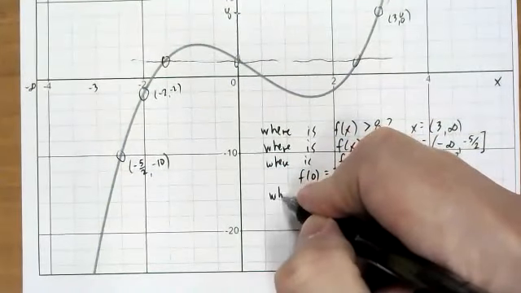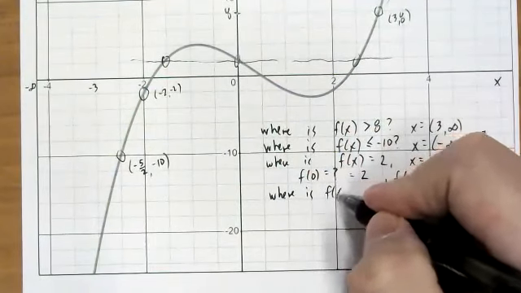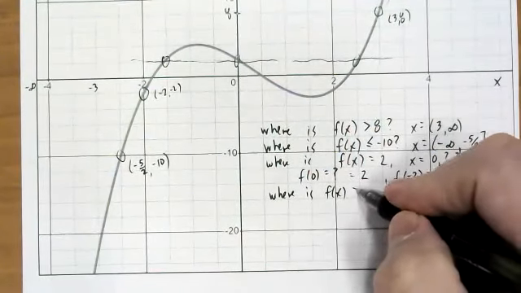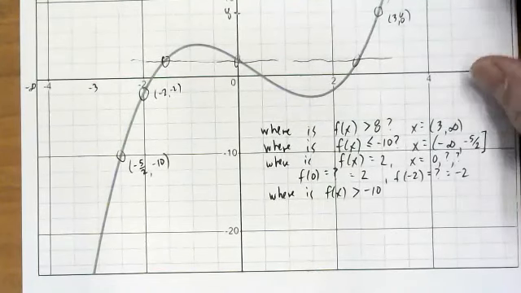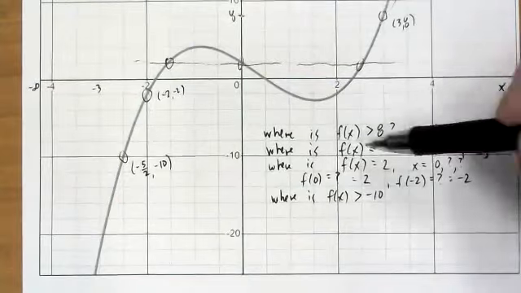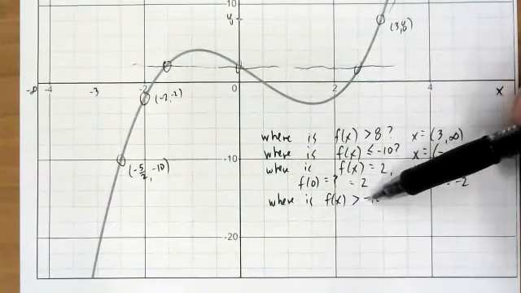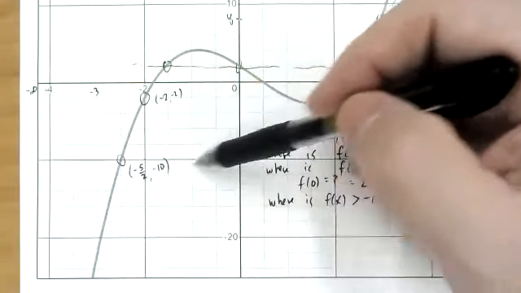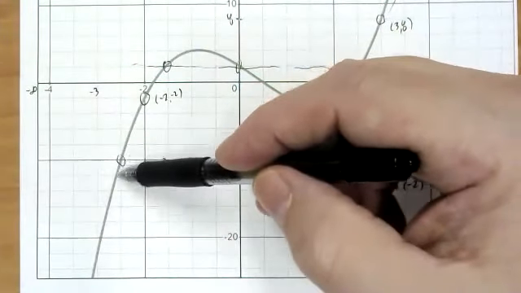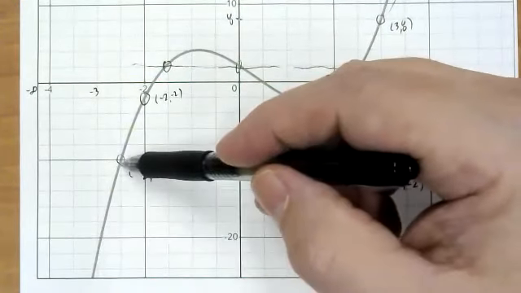Couple more. Where is f of x greater than negative 10? So now we're back to inequality, which is my answer is going to be an interval. So we're saying, okay, what are the values of x where the function is greater than negative 10? So once again, where is negative 10 on my function? Negative 10 is along here. So here's my function. So all this part, it's less than negative 10.